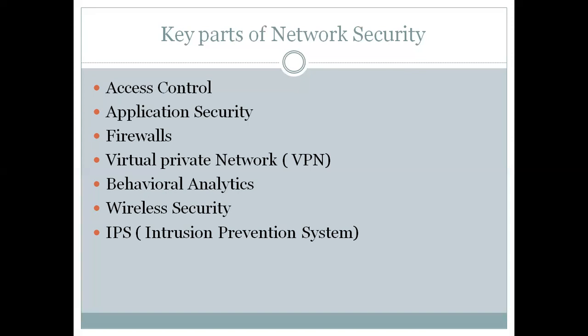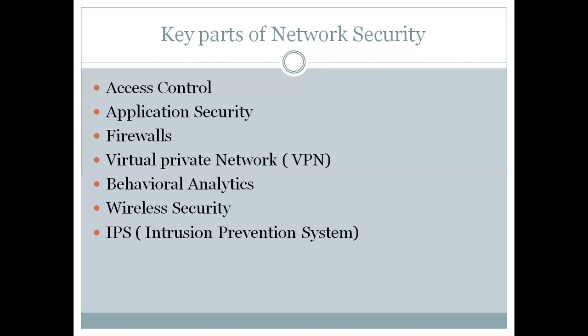The other one is application security. Application security includes hardware, software, and processes that can be used to track and lock down application vulnerabilities that attackers can use to infiltrate your network.